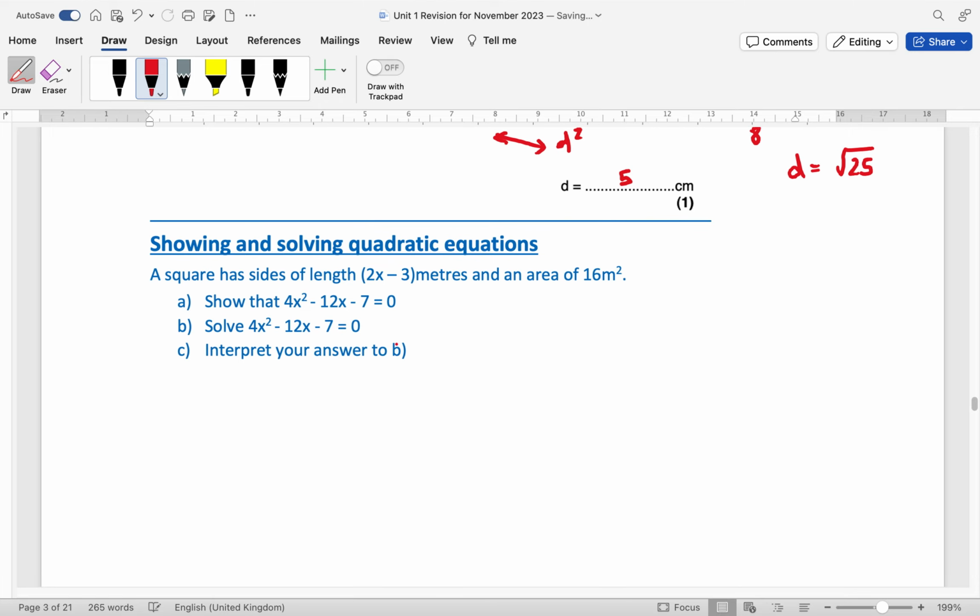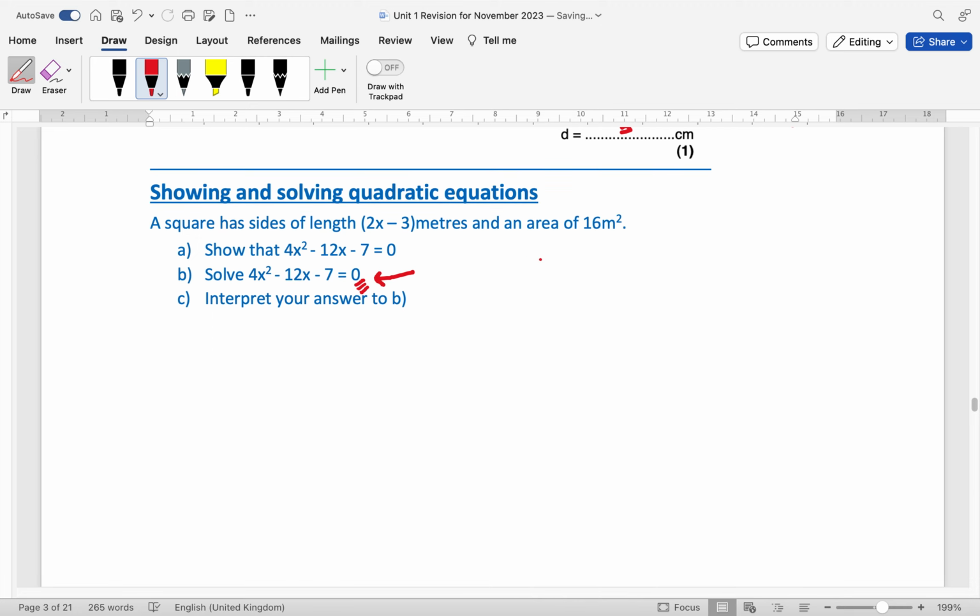If we get a three-parter, A, B, C, the middle part is the important bit. Can I solve this? Can I solve my quadratic? To solve a quadratic, it must equal 0. So unlike linears earlier, where we had letters one side, numbers the other, this is x squared, x's, numbers, equals 0. I'm going to do B first here, and then I'll go back and see if I can do the show that bit.